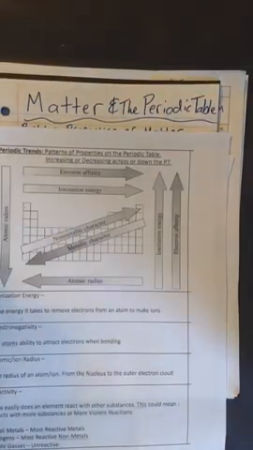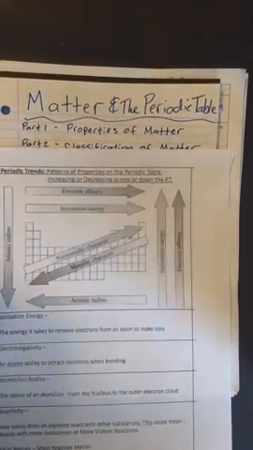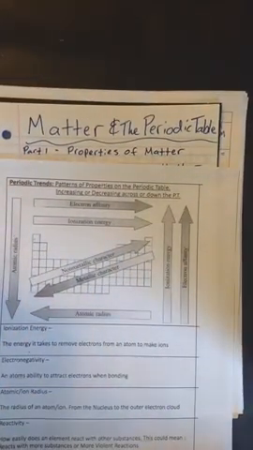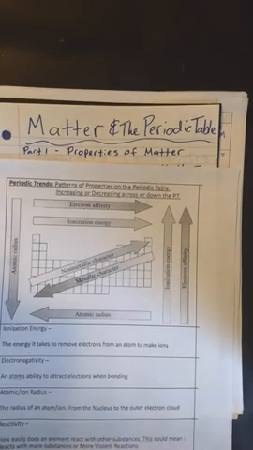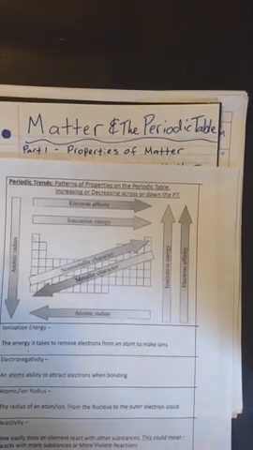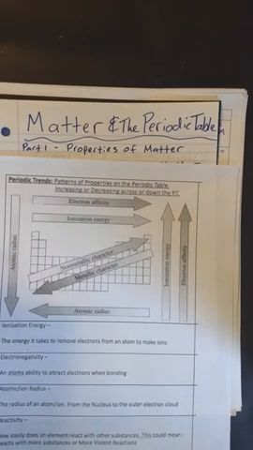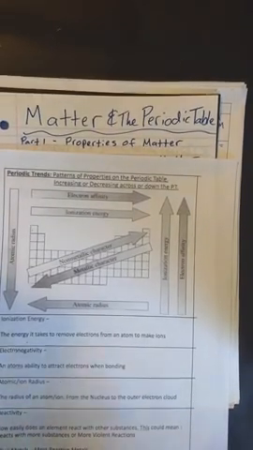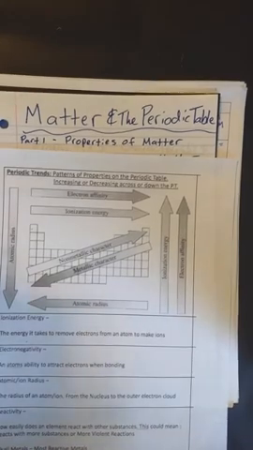Now, let's talk about these trends that our scientists noticed. So what they noticed is as they looked at the periodic table, there were certain properties that increased or decreased as we went across or up and down the periodic table. Now I want to define some of these things for you and then show you the patterns, and then we'll do a couple examples.